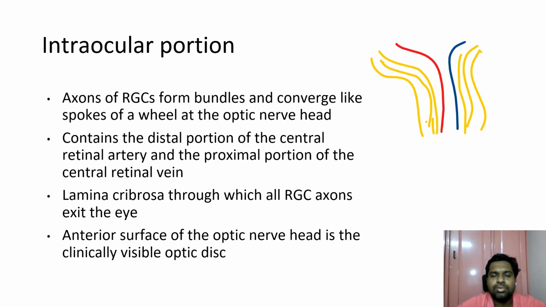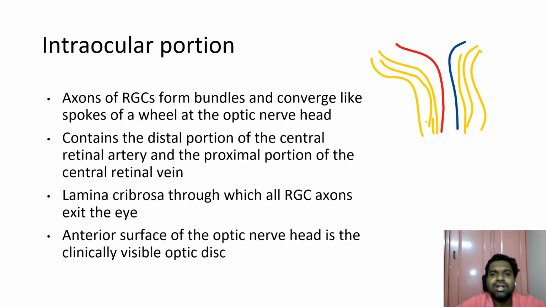Coming to intraocular portion, we have axons of retinal ganglion cells which form bundles and converge at optic nerve head like radial spokes, depicted here in the yellow. And we also have central retinal artery and central retinal vein, distal and proximal portions respectively, which are depicted here in red and blue. We also have lamina cribrosa, which is nothing but a porous structure where there are pores through which the exit of retinal ganglion cells axons take place.